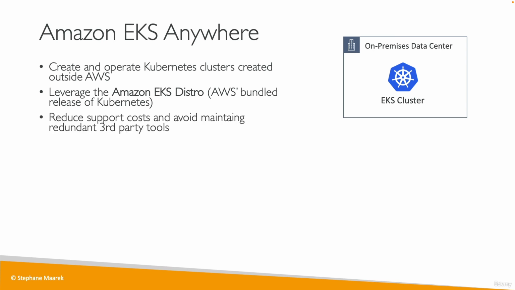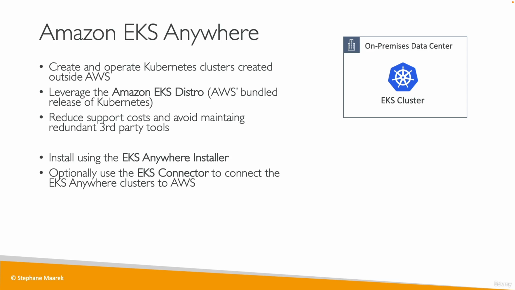The reason why you would use the Amazon EKS Distro is to reduce support costs and avoid maintaining redundant third-party tools. As you can see, this works without any connection to AWS. To get this EKS cluster started on premises, you must use the EKS Anywhere installer. Then, optionally, if you wanted to connect the EKS Anywhere cluster into AWS, you could use the EKS Connector.